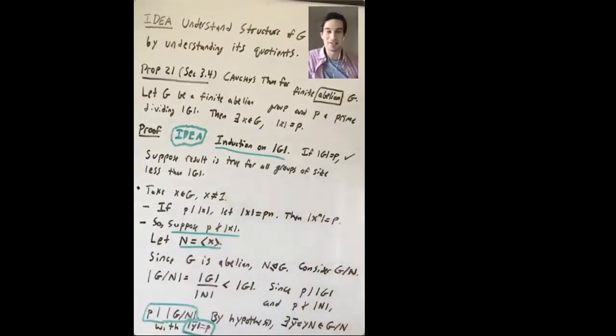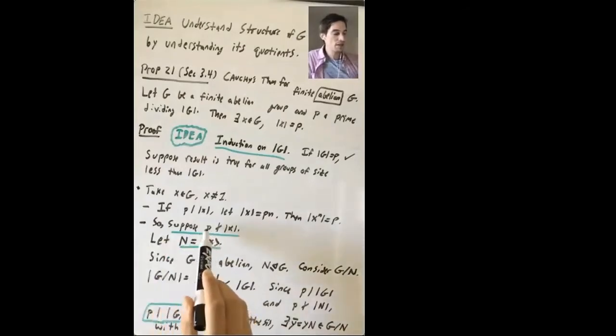G has size at least 2, so we can take a non-identity element x. So first, what do we do if p divides the order of x? Let's say the order of x is p times some number n. Then it's not difficult to show that the order of x^n is exactly p. If it takes raising x to the pn power to get back to the identity, then if you take x^n and raise it to the p power, that is x^(pn), which gets you back to the identity. And you can work a little bit harder to show that the order of x^n is exactly p.